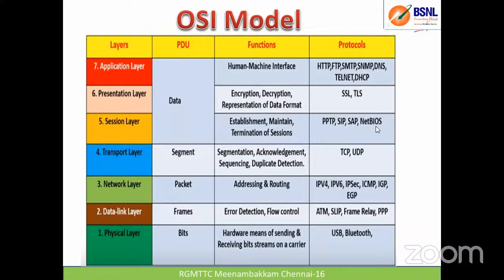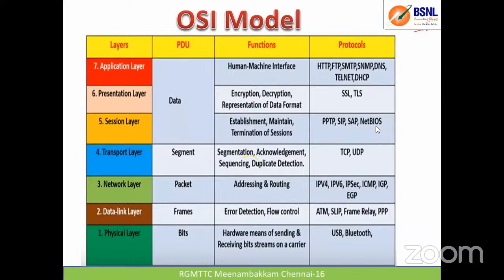PPTP is the Point-to-Point Tunneling Protocol. Tunneling means that if you are transferring data over a public network, it provides a secure transfer of data from a client to the public internet. To make it secure, it creates a virtual private network for that particular data. That is what we call tunneling. It follows the tunneling procedure, and that is the Point-to-Point Tunneling Protocol.